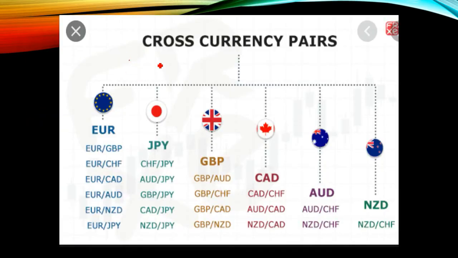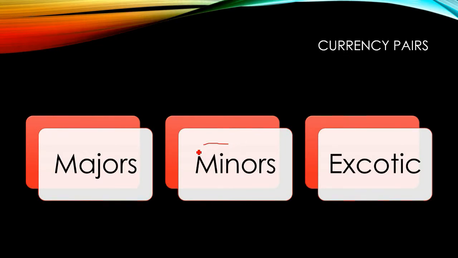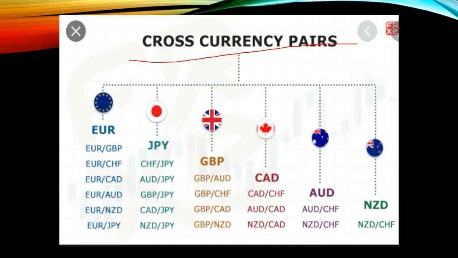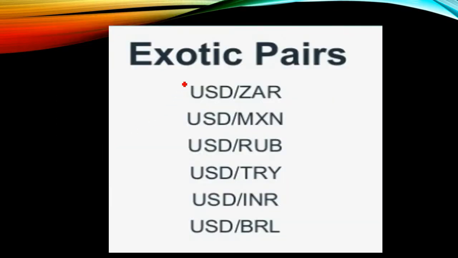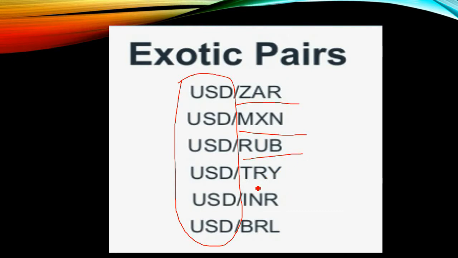You know about major currency pairs because I explained them in the previous video. Today I'm talking about cross currency pairs, or minor currency pairs. This is the cross currency pairs section, in which we can see EUR group, JPY group, GBP group, CAD group, AUD group, and NZD group. In exotic pairs you can see USD paired with undeveloped countries. These are the least traded pairs, but they give the most volatile moves. So these are the currency types.